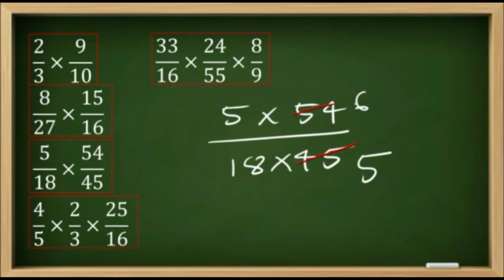So now 6 and 18 can be simplified, and 5 and 5 can also be simplified. So 5 and 5, I'm going to do that first. So 5 ones are 5, 5 ones are 5, and 6, I'm going to write it in red. So 6 ones are 6, 6 threes are 18. So 1 into 1 is equals to 1, and 3 into 1 is equals to 3. So this is our answer.